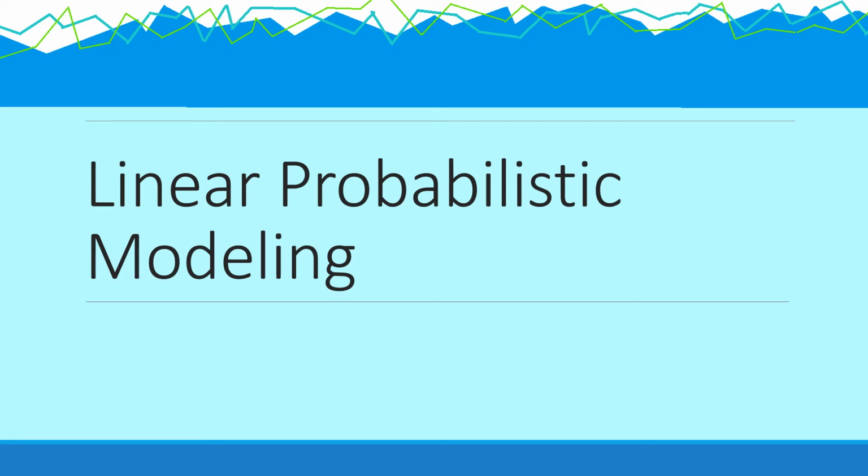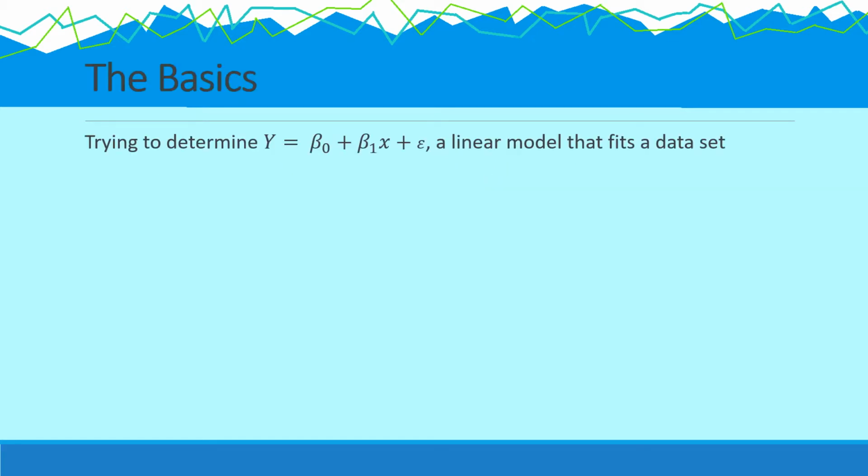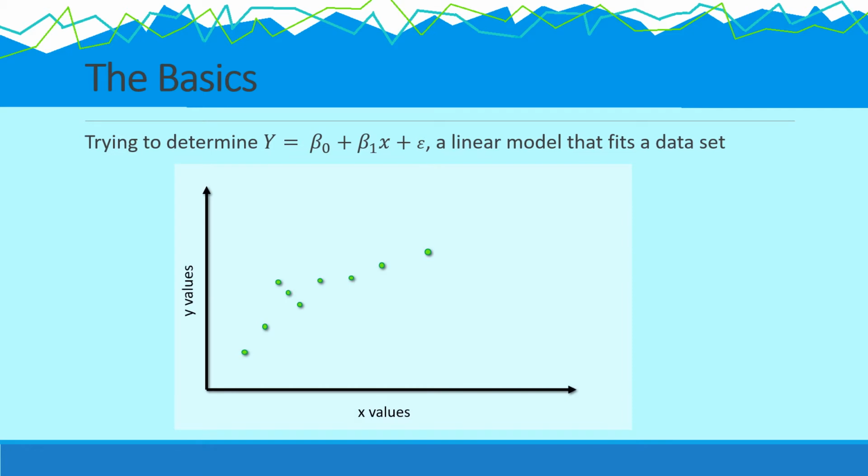In this video, I will discuss linear probabilistic modeling and how it can be used in engineering. Linear probabilistic modeling involves doing a simple linear regression and then accounting for the distance between a point x and the regression line. The data shown can have a true fit line placed on it, and the equation of this line can be found as y equals beta 0 plus beta 1x, where beta 0 is the y-intercept of the line and beta 1 is the slope.